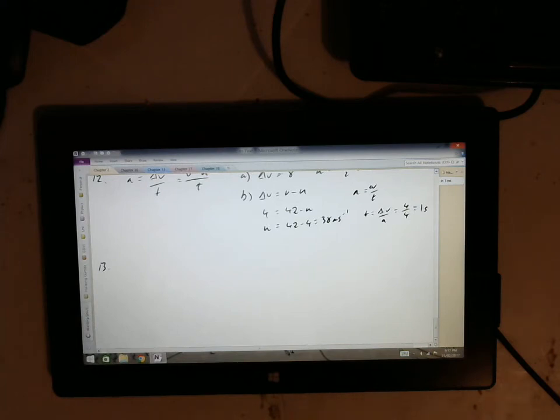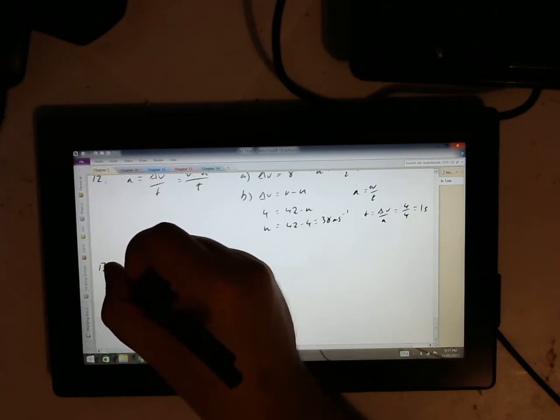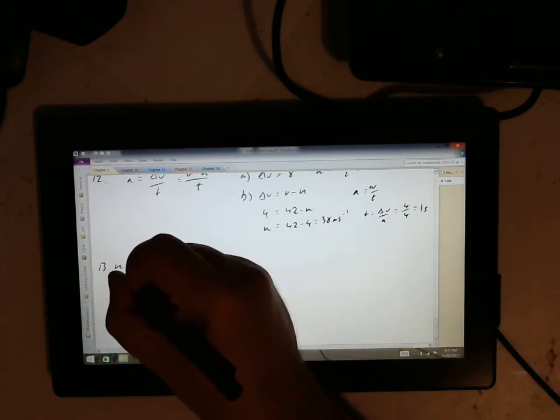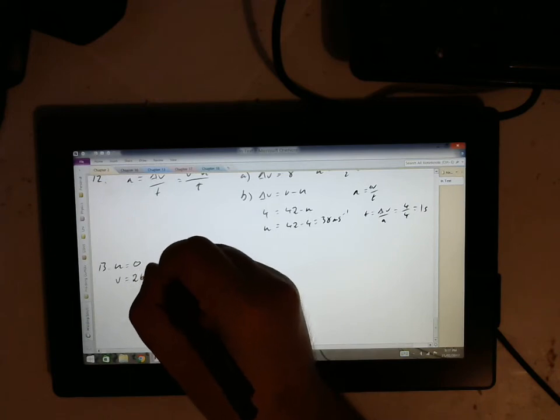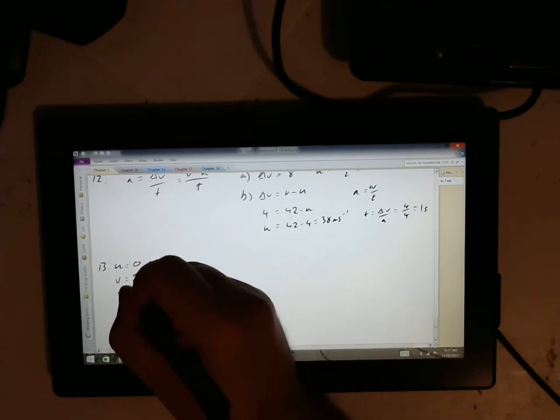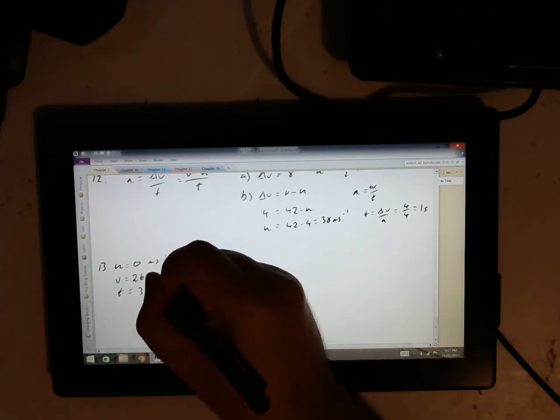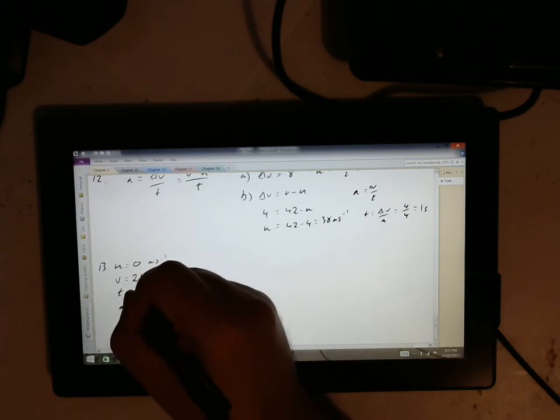Okay, highest road tested acceleration reported for a car is 0 to 96.5 kilometers per hour, which is 26.8 meters per second, in 3.98 seconds. Calculate the acceleration. So let's identify what we have. We have 0 to 26.8, so U equals 0, V equals 26.8 meters per second, and we know that the time equals 3.98 seconds, and we are asked to work out acceleration.